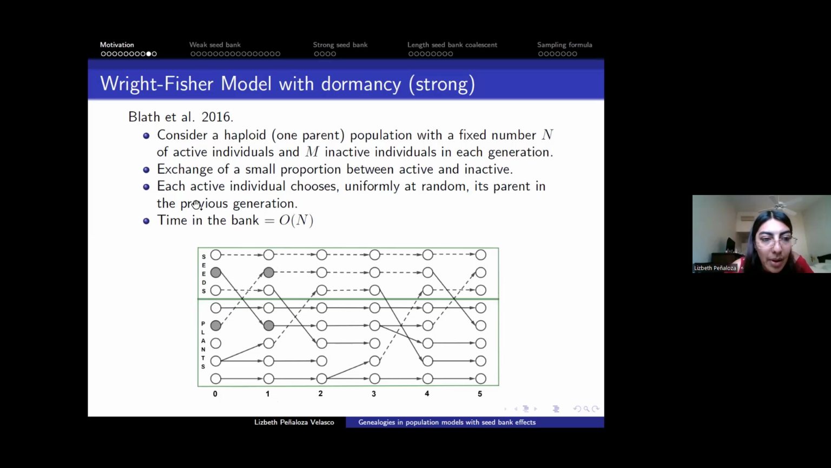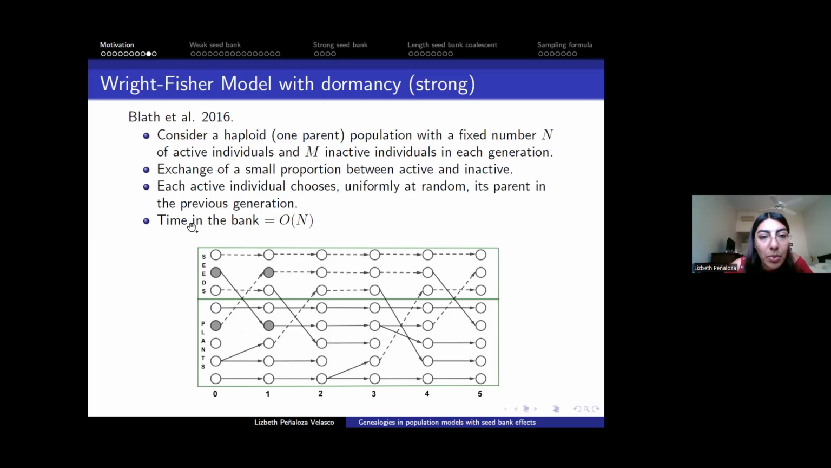And we have a change of a small proportion between active and inactive individuals. That means if 1 plant becomes 2 seeds, then 1 seed becomes 2 plants. Each active individual chooses its parent in the previous generation. Only active individuals can reproduce. Inactive individuals cannot reproduce.